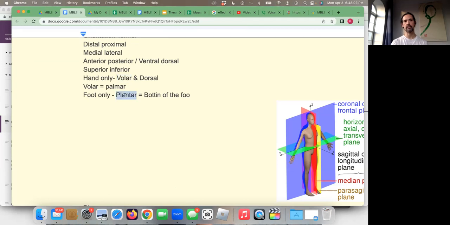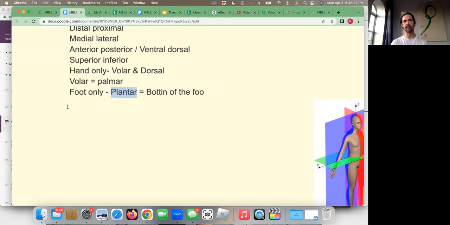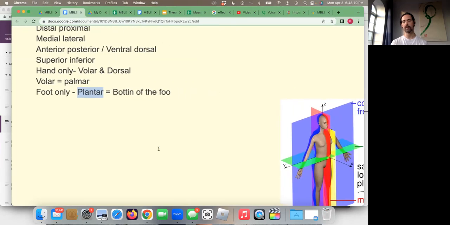You guys, please let me know if the screen starts to flicker. Sometimes that happens if I enlarge it too much, and that just means that I need to zoom out just a little bit.